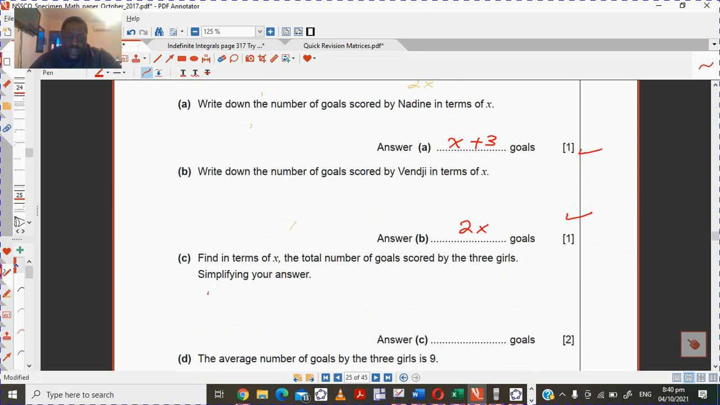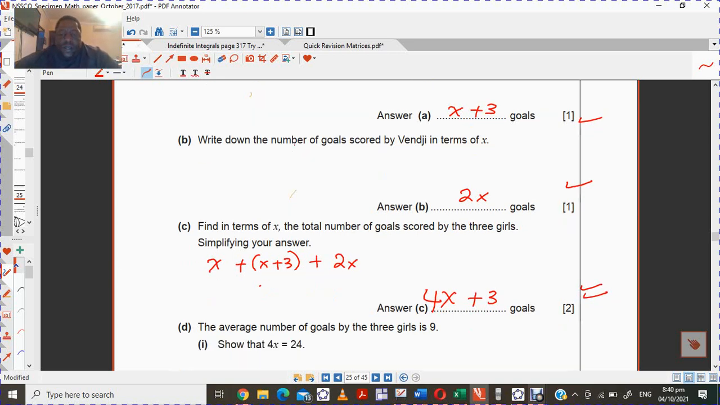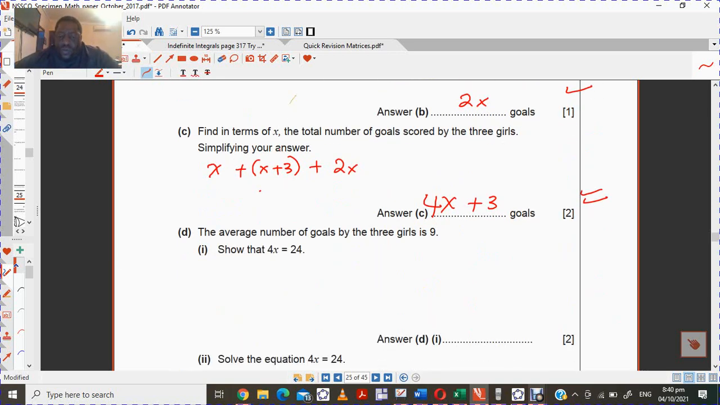So we know Swama scored X, we know the other person scored X plus 3, we know the other person scored 2X. So when you adding everything, you get 4X plus 3 goals. Okay, right, then they say the average number of goals. So average is the sum of the goals, which in this case is 4X plus 3. When you divide it by the total number, that should give you the average. In this case, they say the average should be 9.